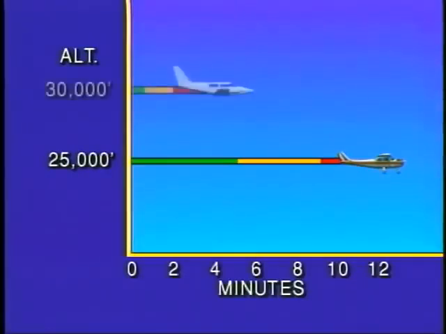Now, let's consider what happens during a rapid decompression at 30,000 feet MSL. There is a dramatic reduction in the time of useful consciousness at this altitude. You have about 1 to 2 minutes to make a life-saving decision, such as putting on your oxygen mask.